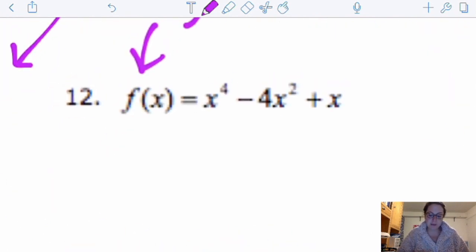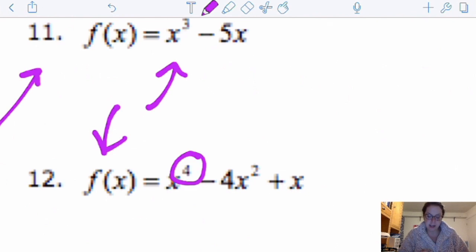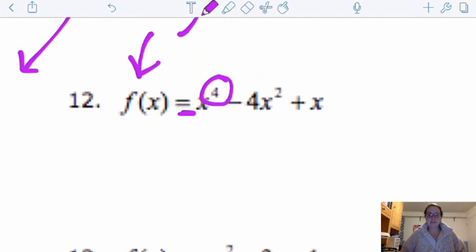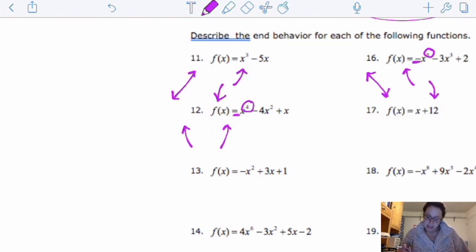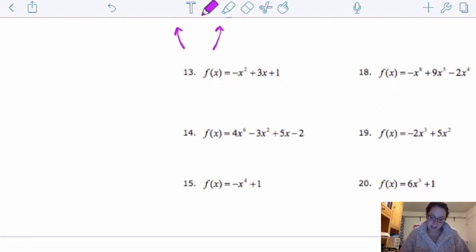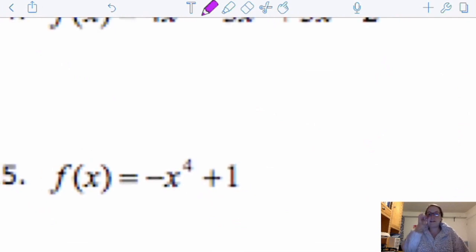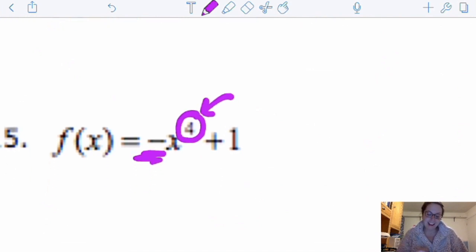For one like this one, number 12, I have an even degree and a positive leading coefficient. Even, your hands should be even with each other. Positive, they should be going up. So this would be up on the left, up on the right. And let's say we had one like this one. So I've got negative x to the 4th plus 1. I have a negative leading coefficient and an even degree. And so even, your hands should be even. And then negative, they should both be going down.